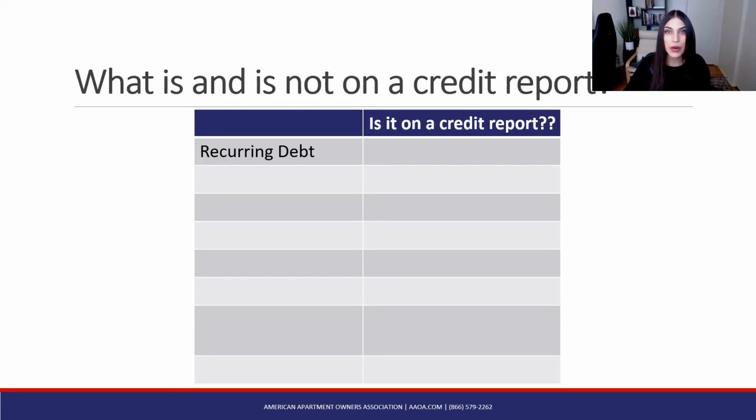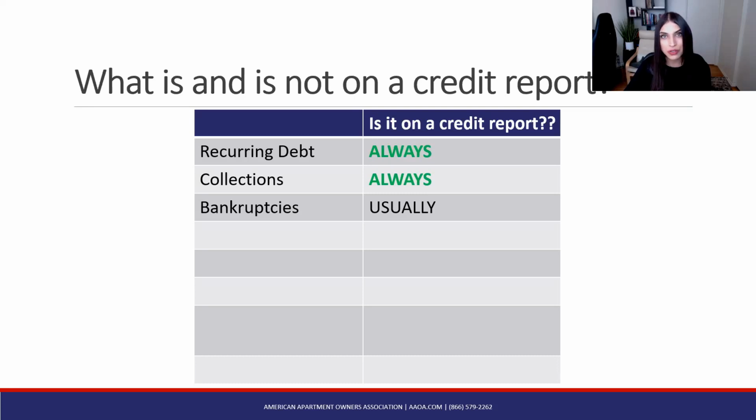Recurring debt. So recurring debt would be if you have a credit card where you can basically accrue more debt every month up to a certain limit. That is always going to be on a credit report. Collections, which is when you basically stop paying a bill and the company that you owe the money to uses a collection agency to help them collect it. That does get still reported on the credit report, thank goodness.